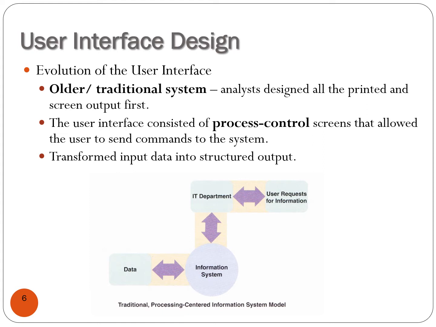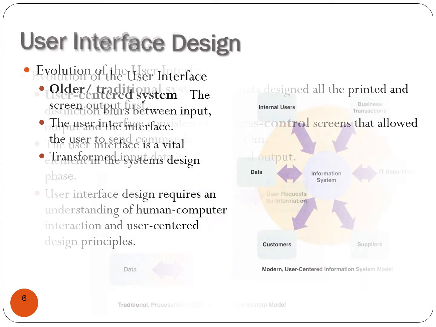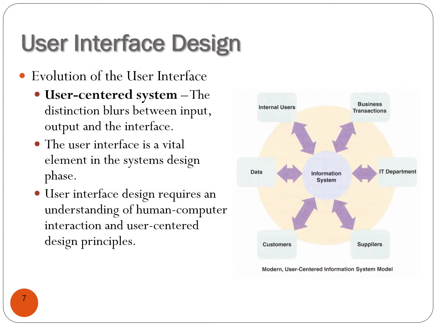The traditional or older system often uses process control screens that allow the user to send commands to the system, then simply transform input data into structured output. This figure shows a processing-centered information system model. Nowadays, in a modern approach, most information systems use a user-centered system. In this approach, the distinction blurs between input, output, and the interface. This figure shows the user-centered information system model.